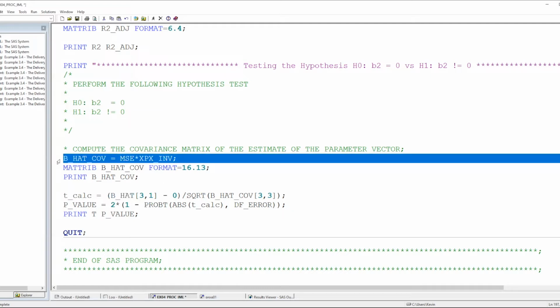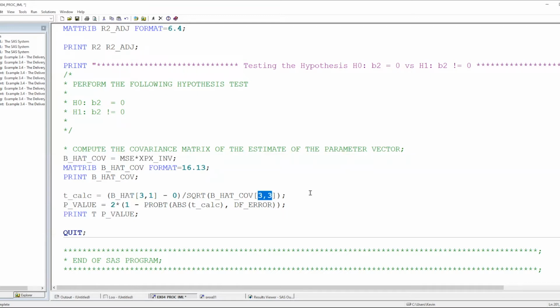Now, we constructed the covariance matrix for beta hat, the vector. The estimated variance of beta 2 hat is in the 3, 3 entry in that matrix, right? And so the entry in row 3, column 3 in beta hat cov is the estimated variance of beta 2 hat. The standard error of beta 2 hat is the square root of that quantity. And so that's why we're taking its square root. So that calculation gives us tcalc, the test statistic for this t-test.